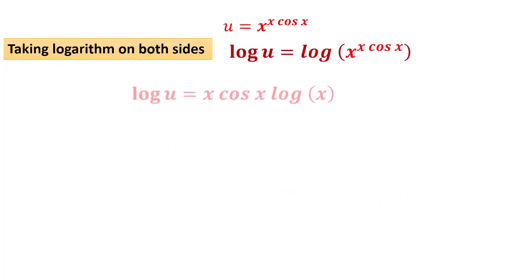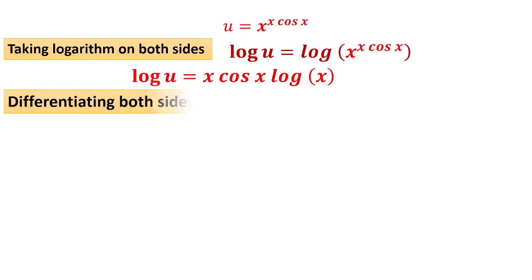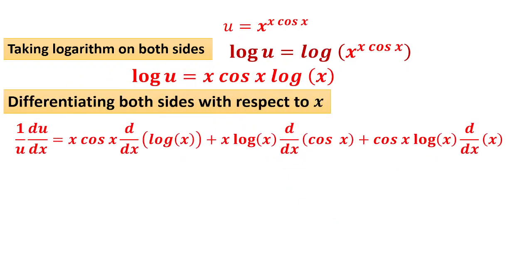Power will come to the front into log x. Here, highly interesting, we are getting three functions: x, cos x, log x. You have to use the UVW formula. Therefore, keep x cos x, differentiate log x. Keep x log x, differentiate cos x. Keep cos x log x and differentiate x.